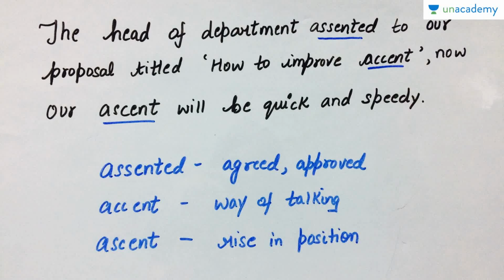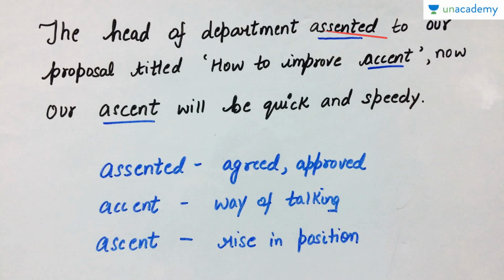To make it more clear, here's a sentence. The head of department assented to our proposal. That is, he agreed to our proposal, he approved our proposal, titled How to Improve Accent, how to improve the way of talking. Now our ascent will be quick and speedy. Now we can rise quickly and speedily to the position we want. It may mean that now our promotion will be quick and speedy.